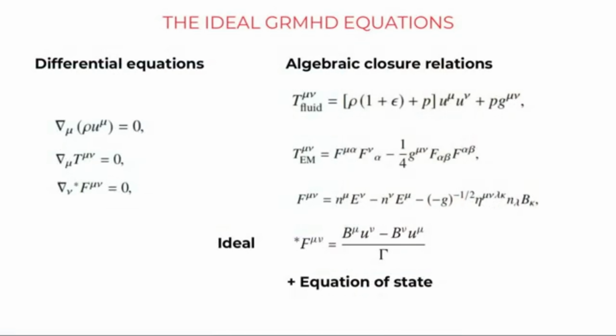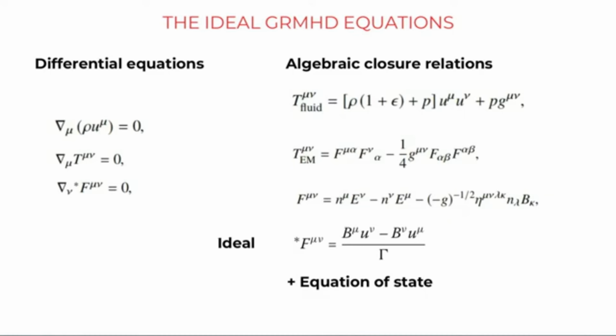As I mentioned, these are supplemented by algebraic closure relations. We know that the energy momentum is conserved, but we need to give a precise form of the energy momentum tensor. In this case, we have that of an ideal fluid. And we have to supplement this with an equation of state. And for the case of ideal MHD, as you can see, we are not solving the inhomogeneous Maxwell equation.